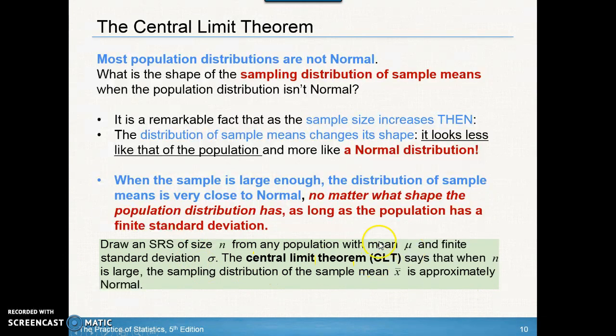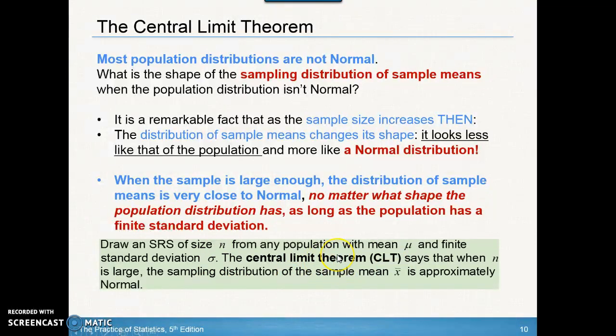Okay, the central limit theorem, and you may have heard of this in some of your other classes, this is going to be really key to sampling means only, says that when n is large, the sampling distribution of the sample mean x-bar is approximately normal. So that's like saying if we're taking samples of size 40, finding the mean, putting that on a graph. Take another sample of size 40, find that mean, put it on a graph. Another sample of size 40, find that mean, put it on the graph.